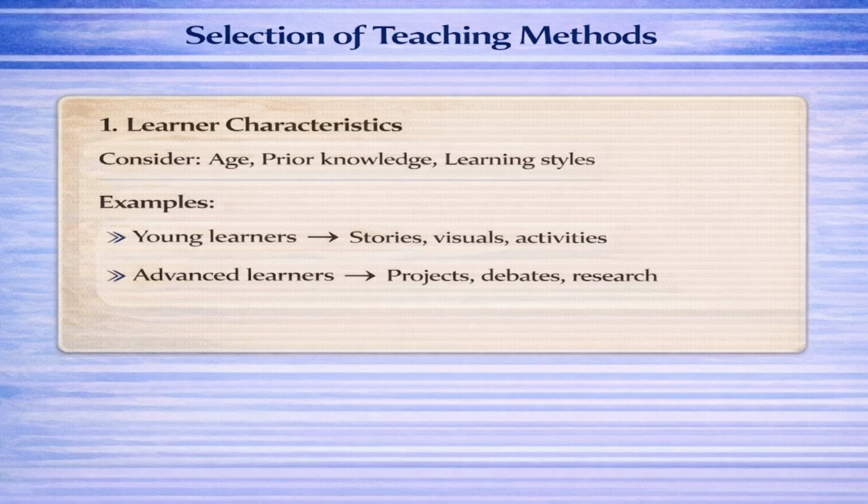Another important factor in selection of teaching method is learners' characteristics. This means teaching method should match learners' level and needs, including students' age, prior knowledge, learning styles and abilities. For example, young learners respond better to activities, stories and visual aids, while advanced learners can engage in projects, debates and independent research. So, understanding learner characteristics helps teachers select teaching methods that match students' abilities and improve learning outcomes.